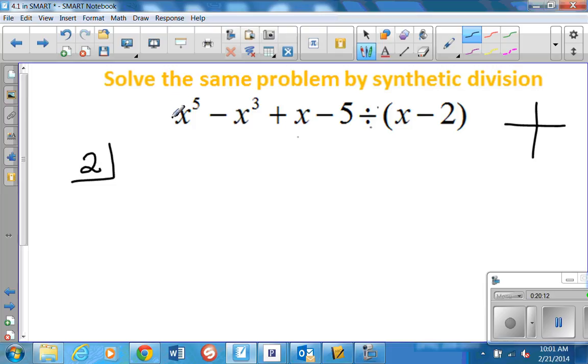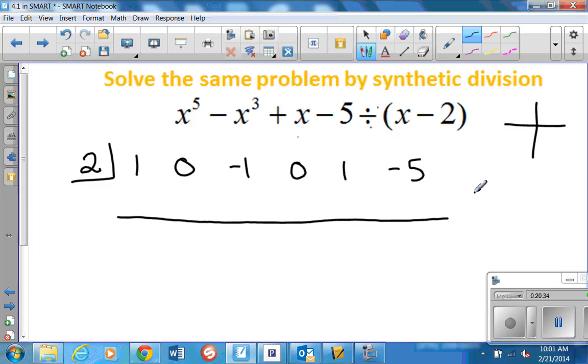And then I'm going to write down the coefficients of each of these, but I've still got to remember I've got to put in zeros where I'm missing one. So I've got 1x to the 5th, no x to the 4th, negative 1x cubed, no x squared, 1x, and a negative 5. The first number you always bring straight down, no matter what it is, you bring it down.